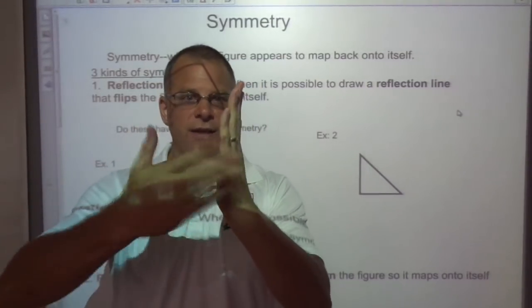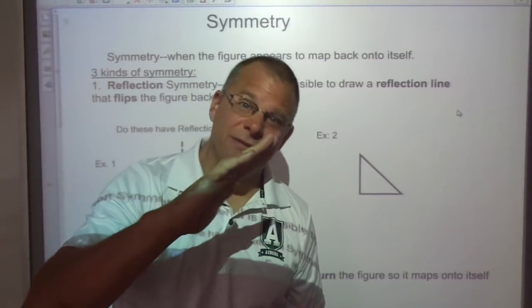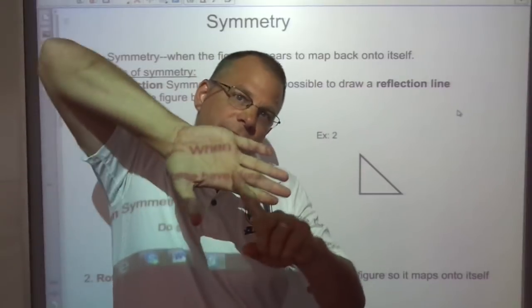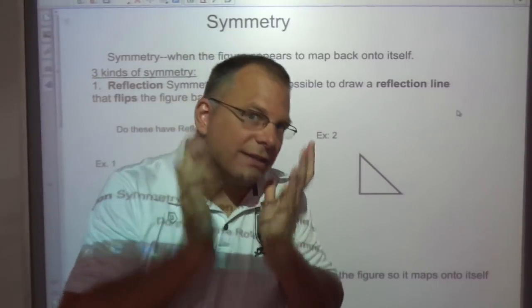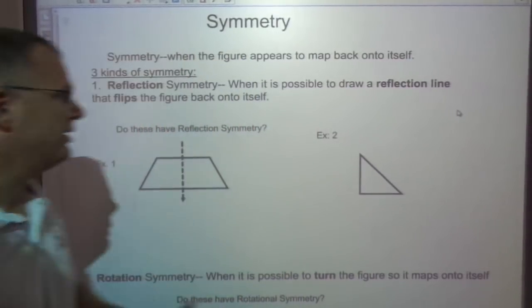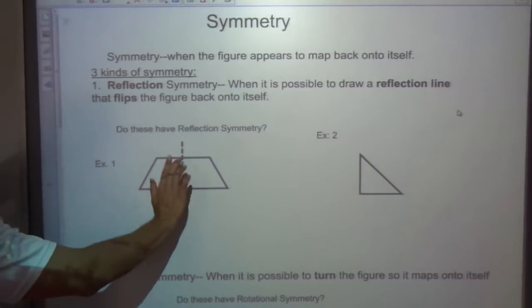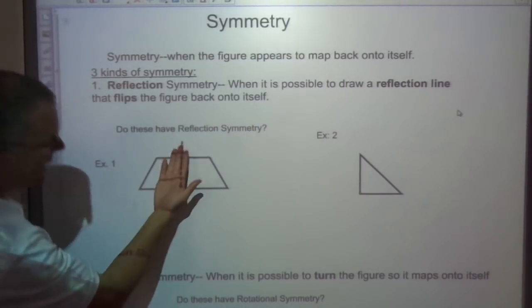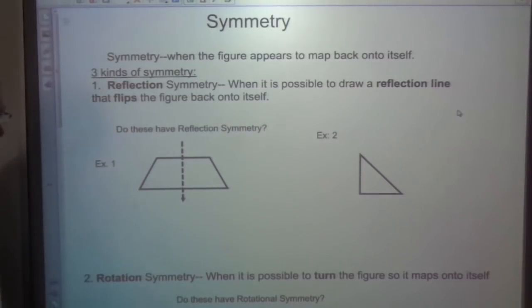Sometimes that line looks like this and we can flip it this way, or maybe the line's going horizontally, or maybe even diagonally. But if we can flip it over a reflection line, and it looks the same as what we started, then we would say that that figure has reflection symmetry. So for example, this one here does have reflection symmetry because if this line is here and I flip it over, I'm going to end up with the exact same shape.